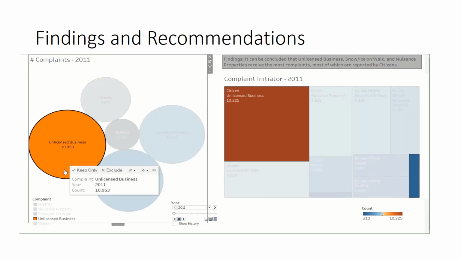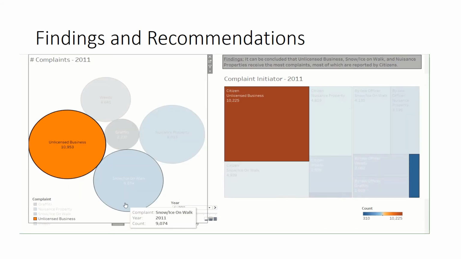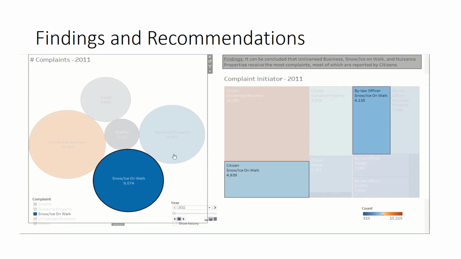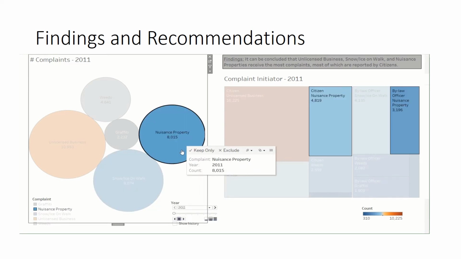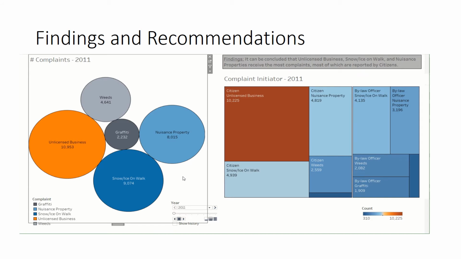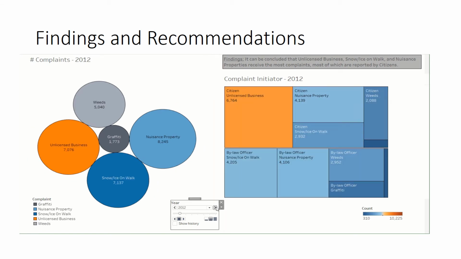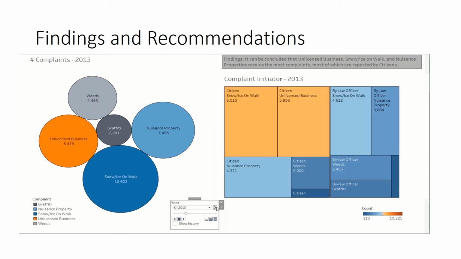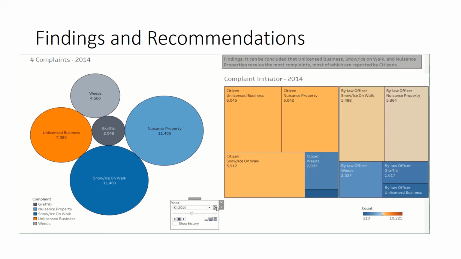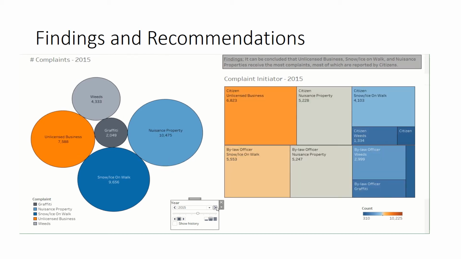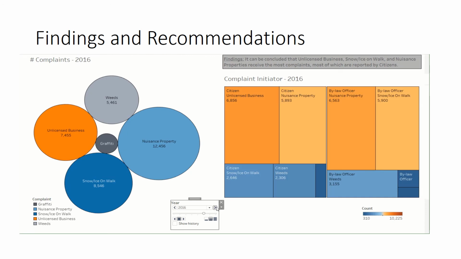Our findings indicate that unlicensed business, snow or ice on walk, and nuisance property were the most complained about. Together with that, it was found that initiators of these complaints were mostly citizens. As we scroll through the years, it is clear that citizens are more proactive in initiating complaints, and that bylaw officers should maybe be more vigilant in doing so as well.